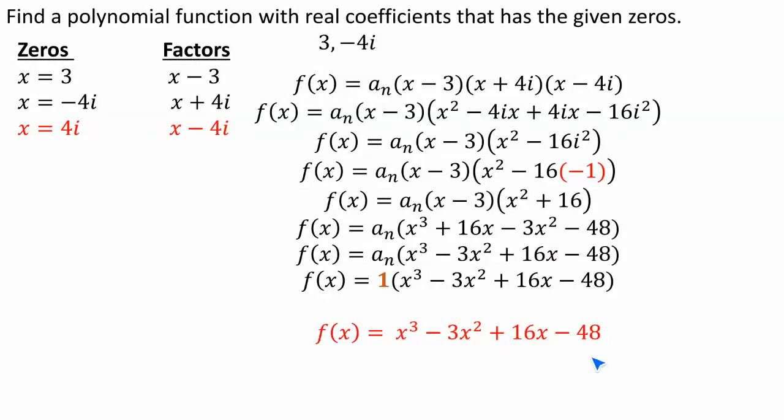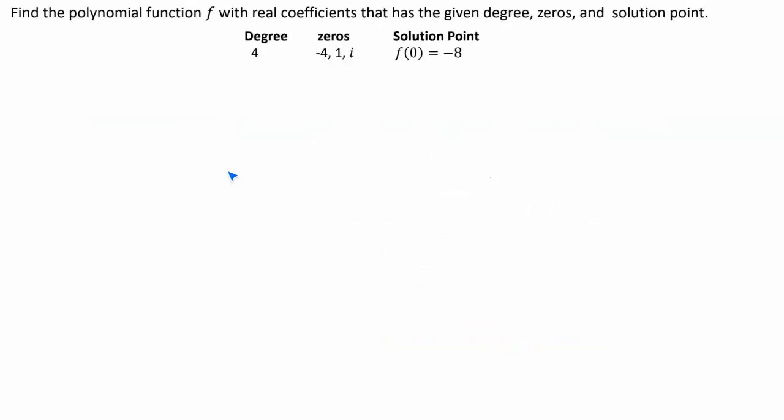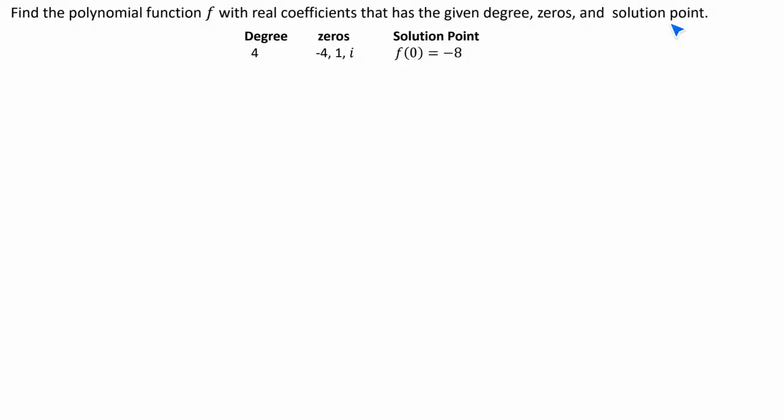But in some problems, they'll give you enough information to figure out what a_n is. And I think I have one in here. So let's check. Yes, we have one here. It says, find the polynomial function given the degree, the zeros, and the solution point. So this is a degree 4. So I should have 4 zeros, but I only have 3 listed, negative 4, 1, and i. And then they give me a solution point. f of 0 is equal to negative 8.